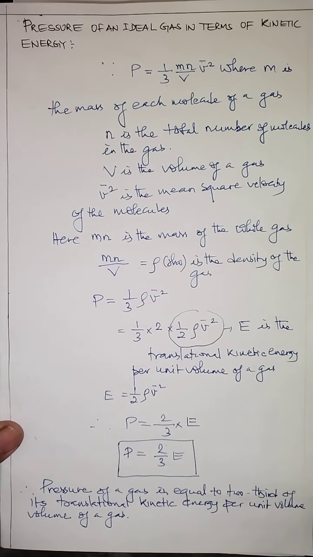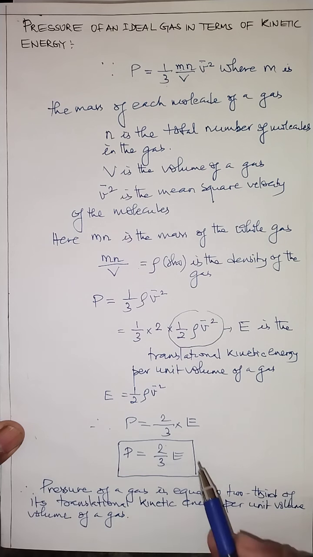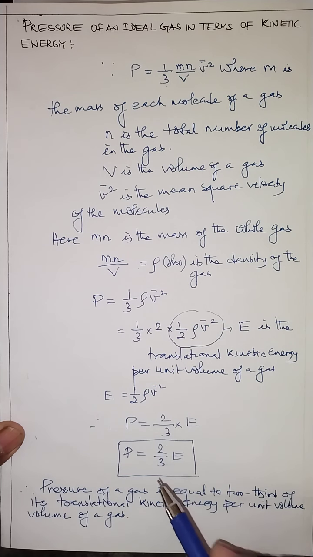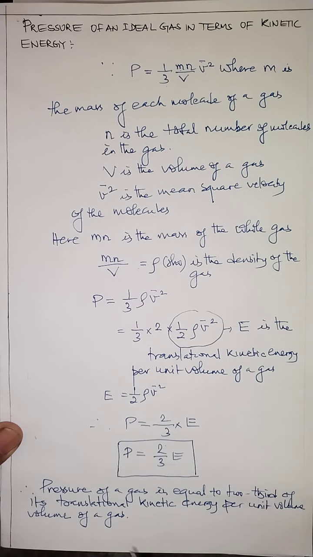So children, in the examination, if it asks to write a relation between pressure and translational kinetic energy, we can write this relation. But this relation is also equally important for solving numericals. So the relation is: pressure of a gas equals 2/3 of the translational kinetic energy per unit volume of the gas. So this is the relation between pressure and energy.